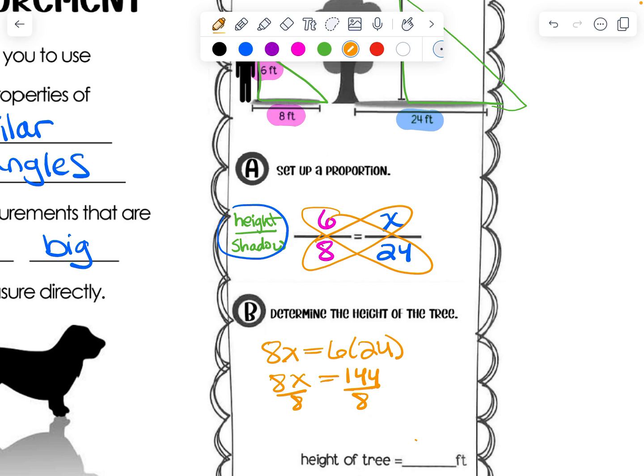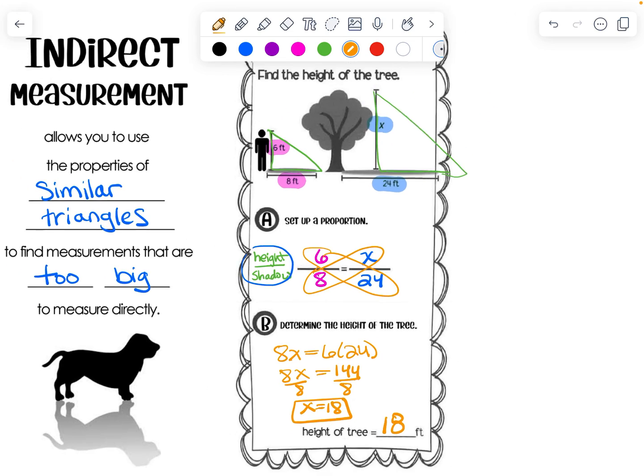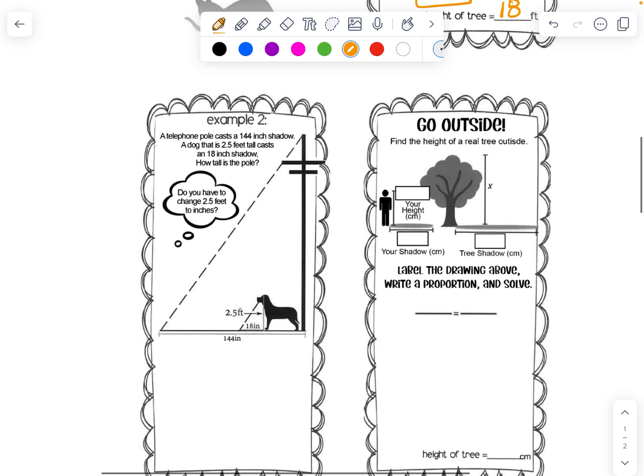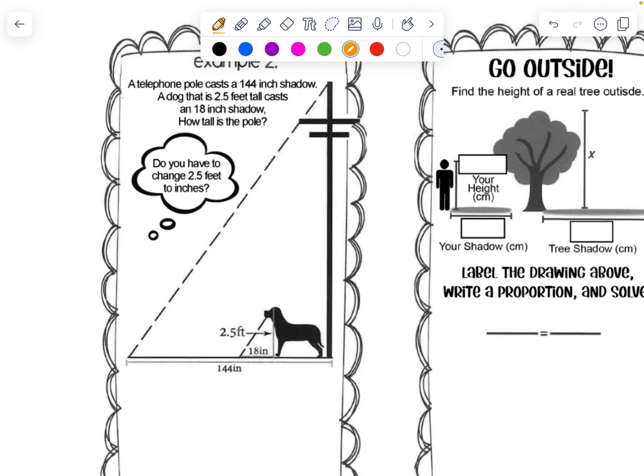All right, let's try another example. Example 2 is a telephone pole and a dog, both having a shadow. It says a telephone pole casts a 144-inch shadow. A dog that is 2.5 feet tall casts an 18-inch shadow. How tall is the pole? Do you have to change 2.5 feet to inches?